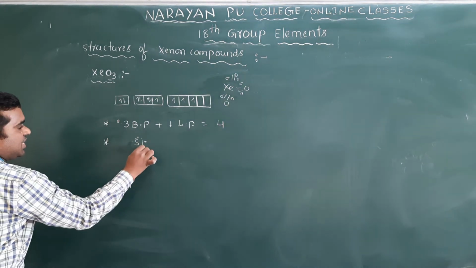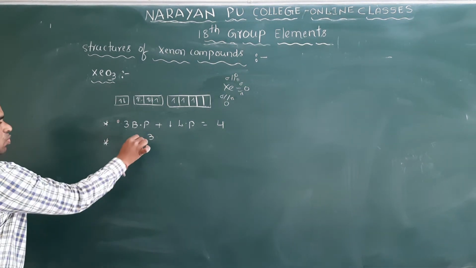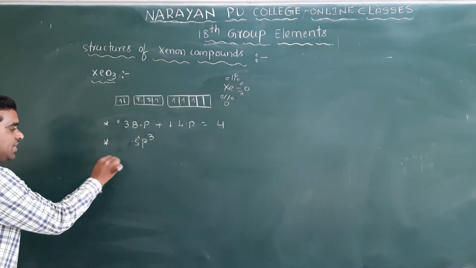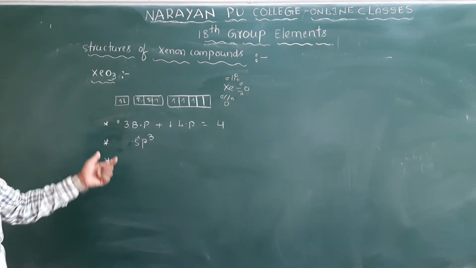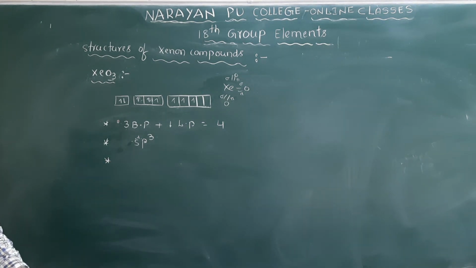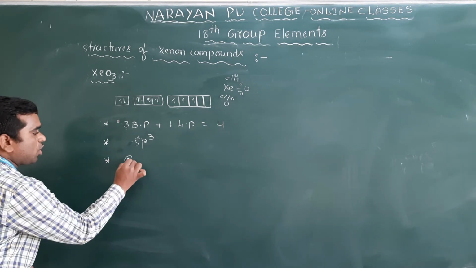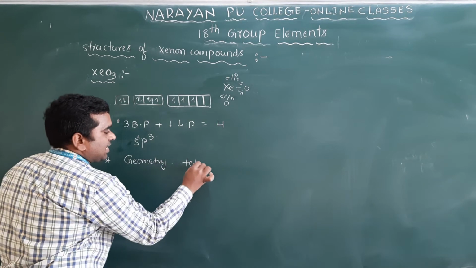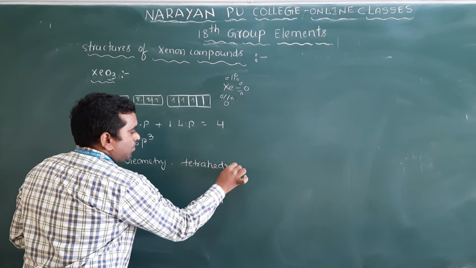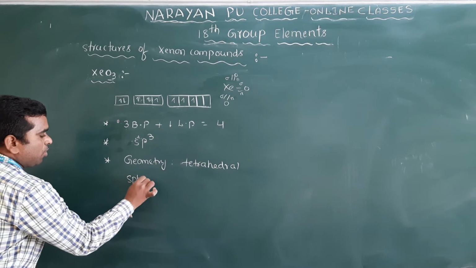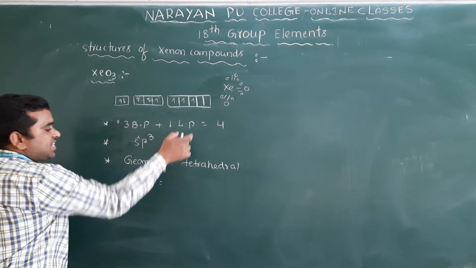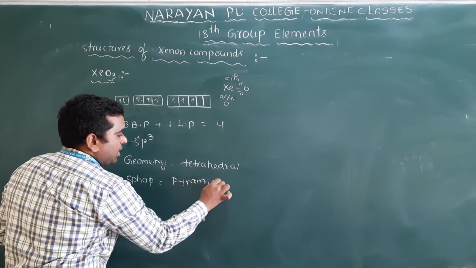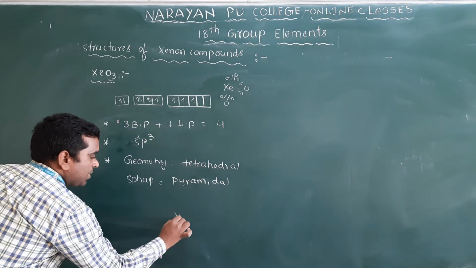4 means what is the hybridization? The hybridization is sp3, because 1 s and 3 p, 3 plus 1, is 4, sp3. Whenever sp3 hybridization, what is the geometry? Geometry is tetrahedral, but what is the shape? Shape is pyramidal. Clear? So what is the geometry here? Geometry is tetrahedral. But what is the shape here? The shape of the molecule, with 3 bond pairs and 1 lone pair, is pyramidal.